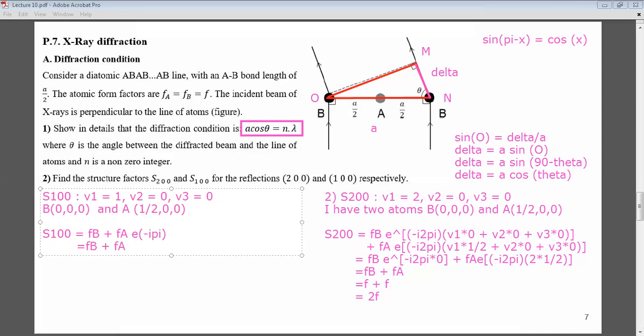So remember that e to the i pi is nothing but cosine pi plus i sine pi. Sine pi is 0 and cosine pi is minus 1. So this is FB minus FA. And this is F minus F, which is 0. This means I will get reflection from the plane 2 0 0, but I will get nothing from 1 0 0. Okay.